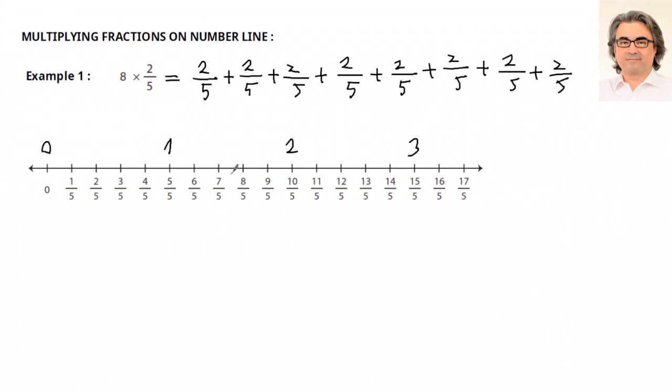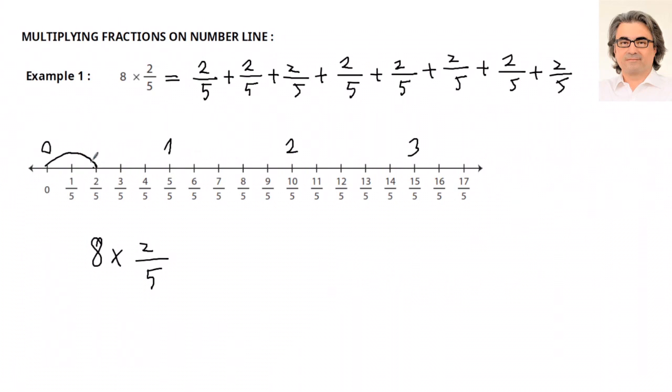Now, write here 8 times 2 over 5. Now, for the first 2 over 5 in the addition meaning of this multiplication operation, I should count 2 units. Why? Because each unit is 1 over 5. So to reach 2 over 5, I should count 2 intervals starting from 0. 1, 2. For the first moment I reached 2 over 5.